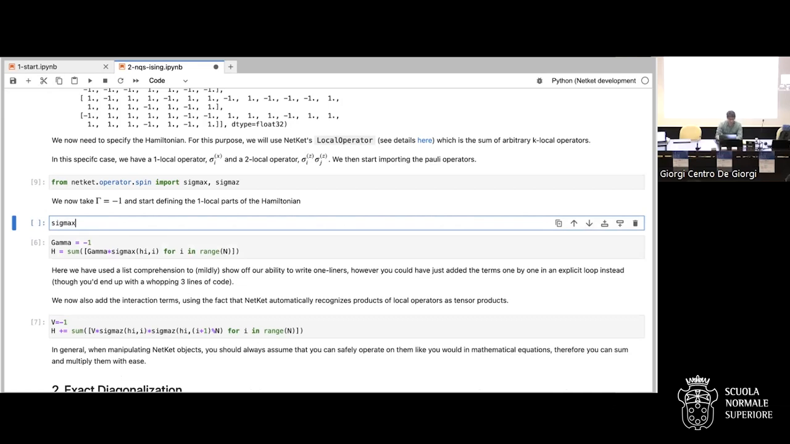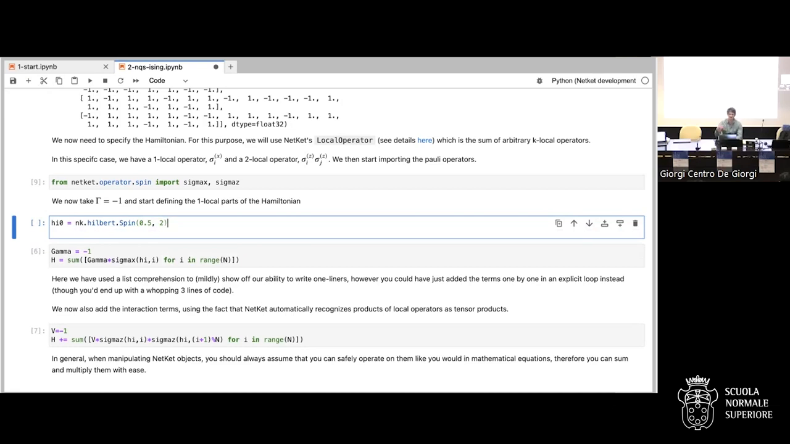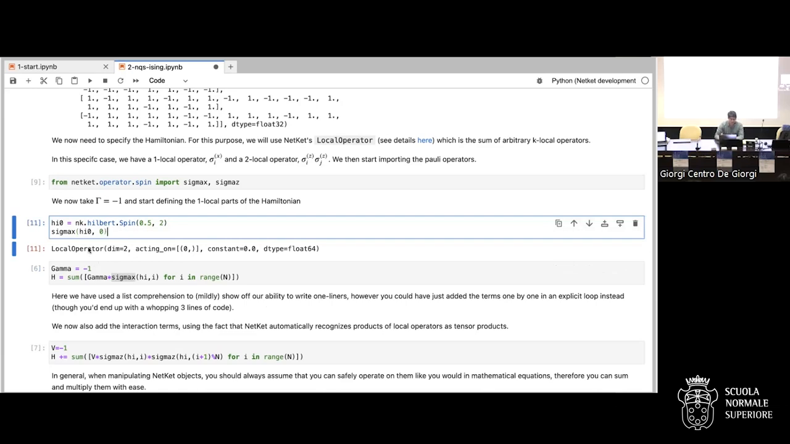So to give you a better idea, if I construct a smaller Hilbert space, I will call it hi zero, for let's say two spins, okay? So the 0.5 means it's a spin 1/2, which means that it's -1 and 1. If I have a spin 1, for physical reasons, the computational basis will be -1, 0, 1. Spin 2 would be, I mean, it grows. But if I construct this object, and if I now construct sigma x(hi0, 0), okay, it's telling you a bunch of things, but essentially it tells you this is a local operator of dimension 2, and it's acting on site 0. And if I say instead act on site 1, then it acts on site 1.